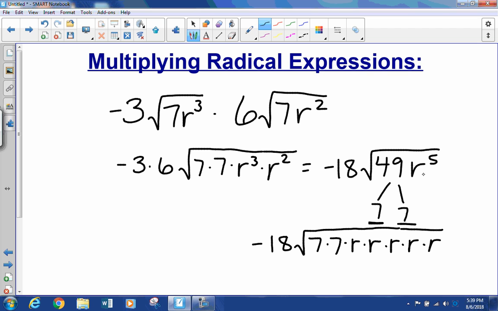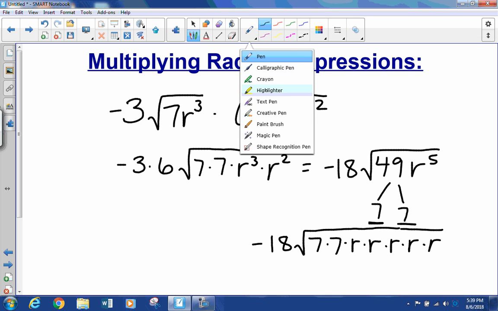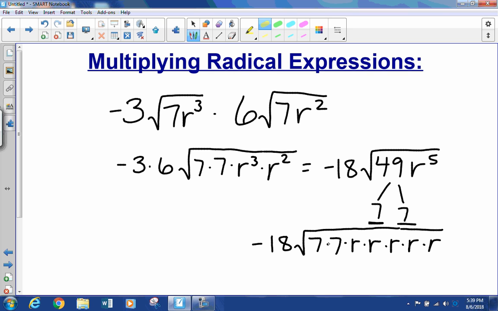So it's not necessary for you to do all of this, but especially in the beginning when you're still getting used to how these problems work, I always encourage you to write out as much as you need to, because if it helps you to visually see the pairs of 7s here and the 2 pairs of r's here, there's nothing wrong with writing it out.